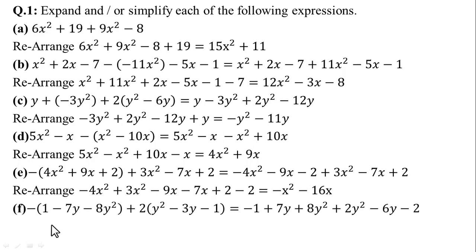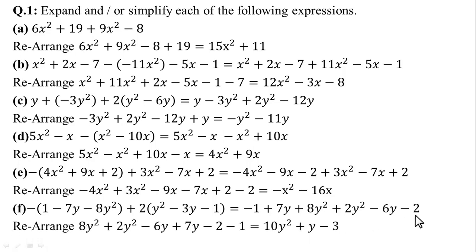Now in the last part of question number 1, F part, minus into 1 minus y minus 8y square, plus 2 into y square minus 3y minus 1. First of all, the negative sign changes all the signs in this bracket, and plus 2 is multiplied by each term. So the answer of this part, minus 1 plus 7y plus 8y square plus 2y square plus 2 plus minus, minus 2 threes are 6. So minus 6y and minus 2.